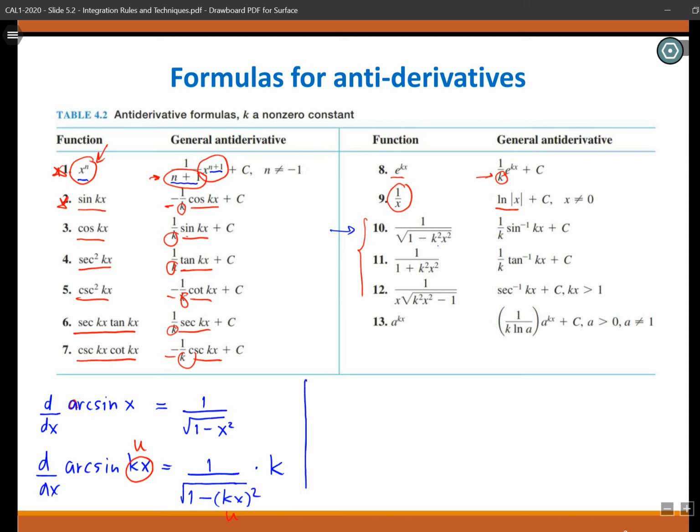So diff that again, you get k from the chain rule. Now let's arrange these terms a little bit more. So I'm going to move this k from the right hand side to the left hand side. So it's going to be 1 over k times the derivative of arcsin kx. It's going to be equal to 1 over square root of 1 minus k squared x squared. Alright, and then what I'm going to do here, I'm going to move this dx.